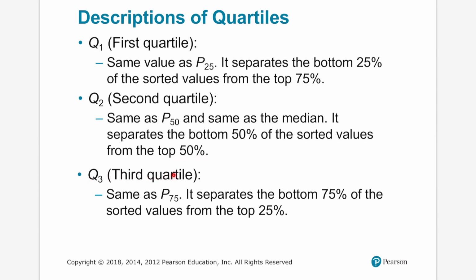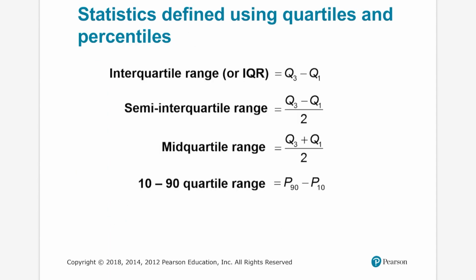Q3, the third quartile, is the same as P75. It separates the bottom 75% of the sorted values from the top 25%. To find the interquartile range, or IQR, we take Q3 minus Q1. Semi-interquartile range: Q3 minus Q1, divided by 2. Mid-quartile range: Q3 plus Q1, divided by 2. 10-90 percentile range: P90 minus P10.